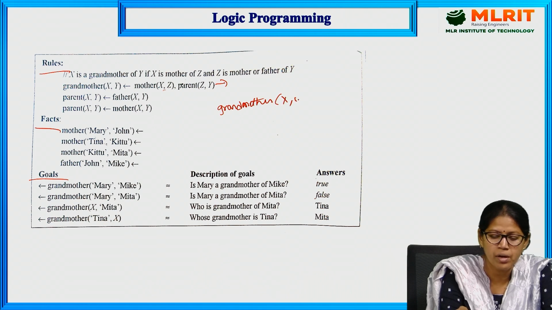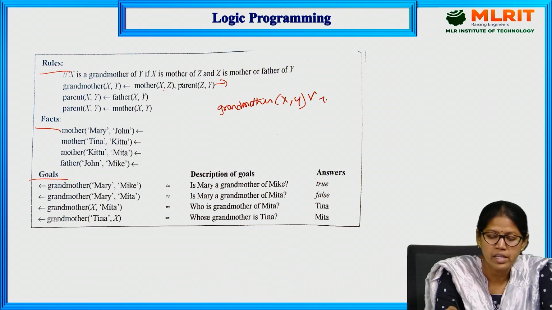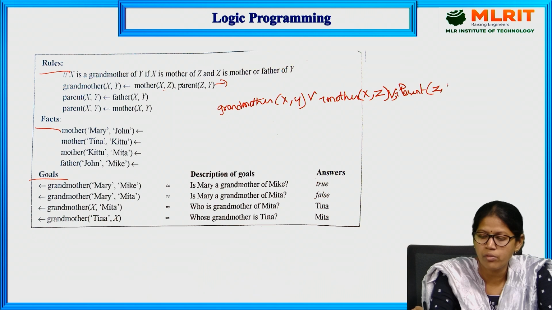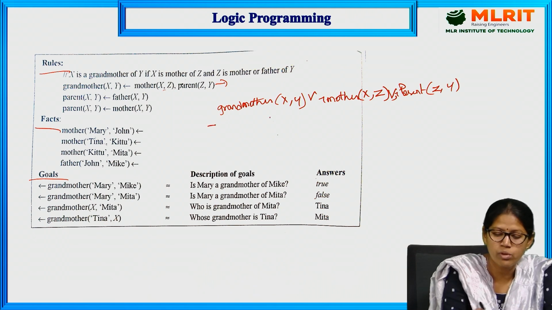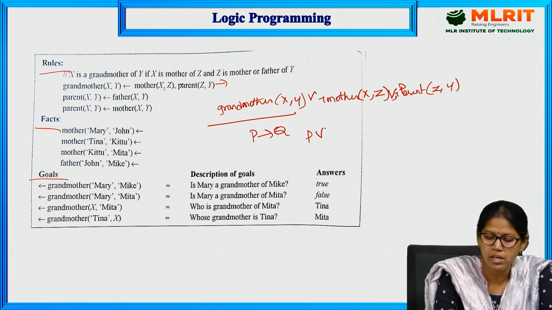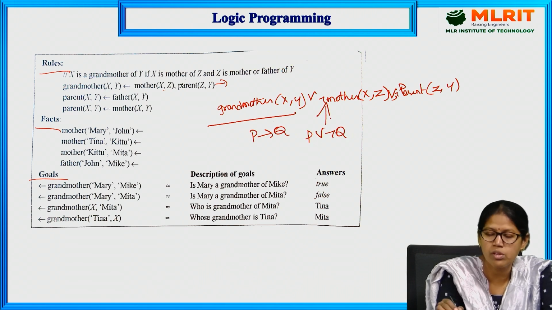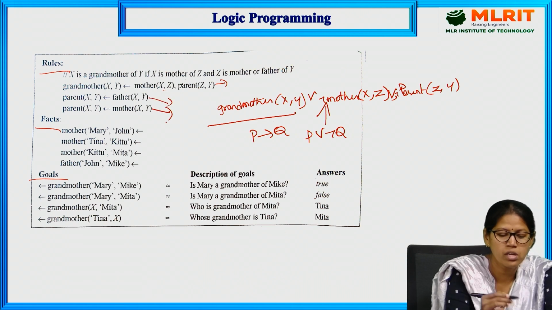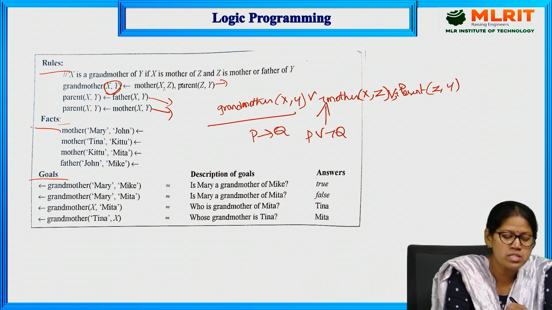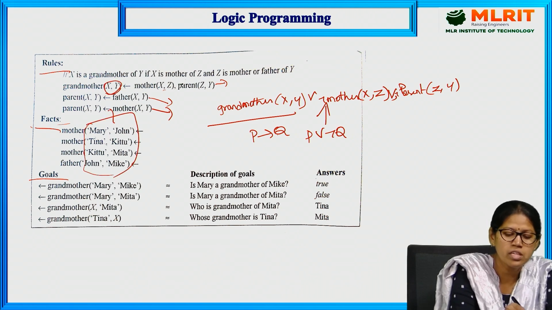Grandmother of X comma Y, or negation of mother of X comma Z, or negation of parent of Z comma Y. How have we written this? Based upon the rule, if P implies Q, then P or negation Q. That is what we have applied here. In a similar way, this one also. And here these are the facts, and here these are the variables, and these are the values bound to these variables.